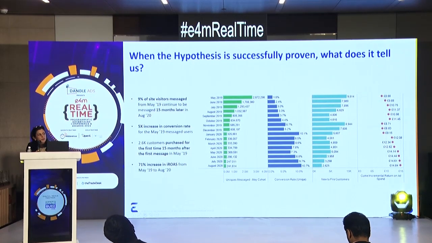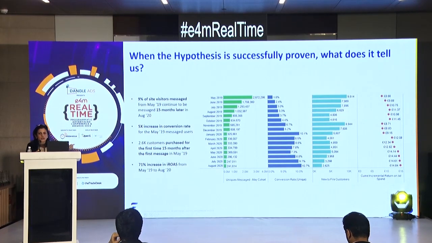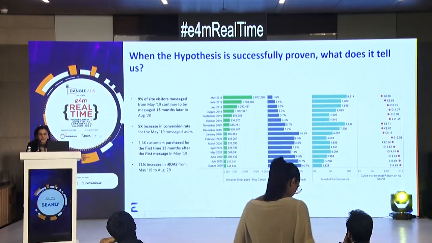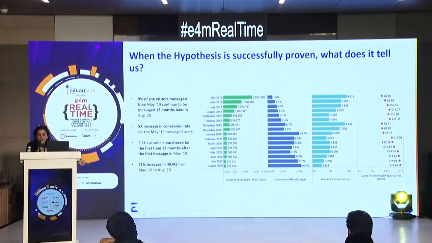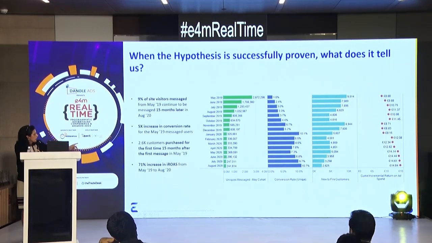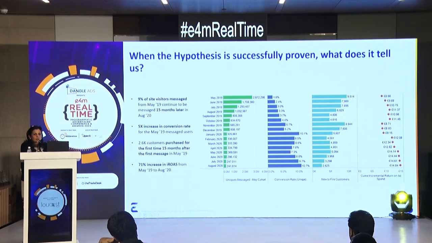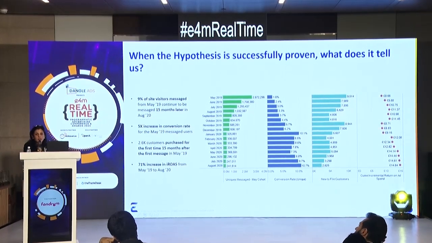Now, in the case of an identity-based programmatic solution, you're able to do analysis like this. May 2019 to August of 2020, you're able to onboard data and then retain that customer base. So 9% of that customer base was still reachable at the end of the analysis period, right? What does this mean in terms of conversions, which is the second column? So while your reach is 9%, you've been able to successfully continue to identify these customers over the open web, you have successfully impacted the conversion rate. The conversion rate has seen a 5x growth.